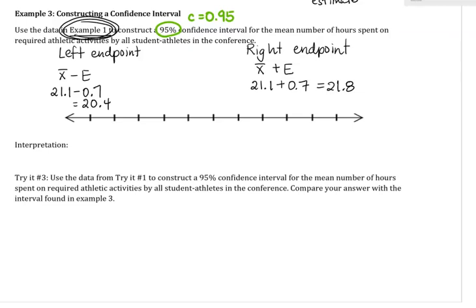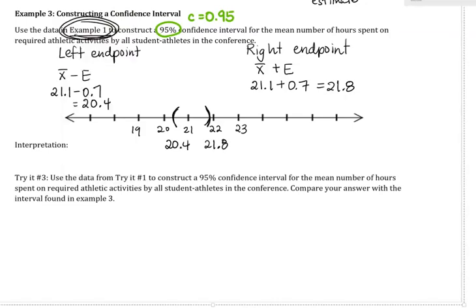So now on my number line, I'm going to make a number line where I say this is 21, this is 22, 23, there's 20, there's 19. I'm just placing some numbers on there. Our left endpoint 20.4 is about right here. And our right endpoint 21.8 is about right here. And so our confidence interval is everything in between there.